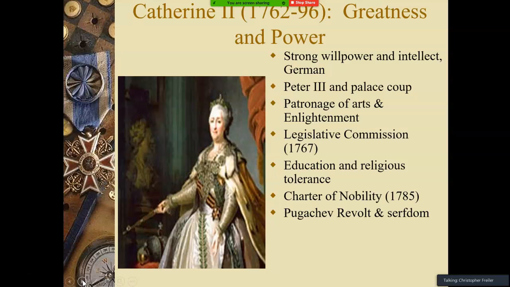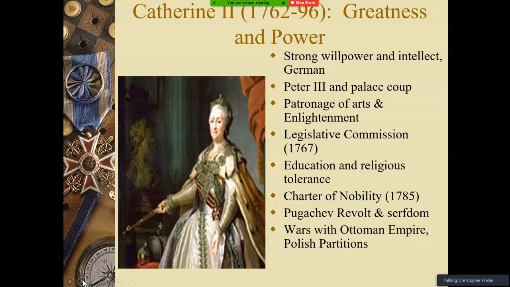So there's a gigantic peasant revolt in the 1770s called the Pugachev Revolt. Even though she had abolished capital punishment, she made an exception for Pugachev and the leaders of the revolt and crushed it. It's the biggest peasant revolt in European history. So her most important accomplishment has nothing to do with enlightenment, it has to do with warfare and territory.